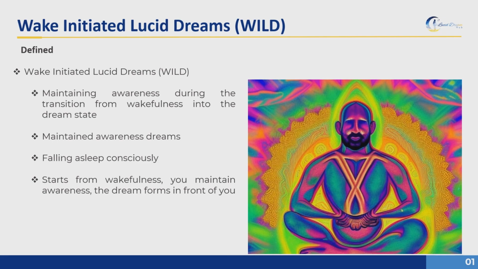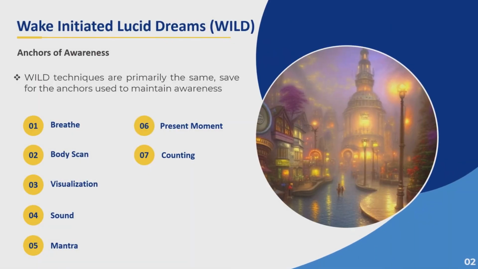The dreamer starts from a wakeful state, the dreamer's body falls asleep, and the dreamer maintains awareness as the dream forms. An anchor of awareness is what the dreamer focuses on to maintain awareness as their body falls asleep. These anchors are what differentiates different wild techniques. Any wild attempt is basically the same, save for the anchor of awareness that the dreamer uses.